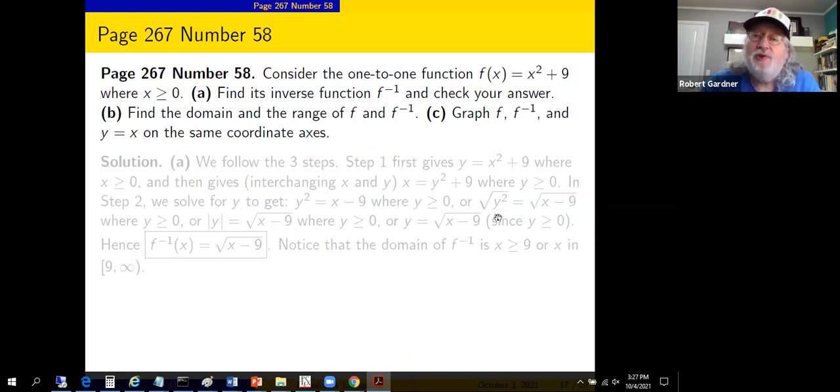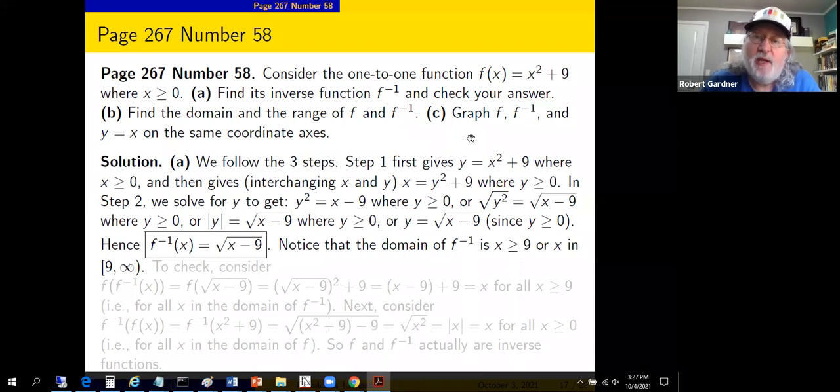Consider the one-to-one function, f of x equals x squared plus 9, where x is greater than or equal to 0. Okay, this one only involves second power instead of third, but this one's going to be trickier because you have to impose a condition to make sure you get a one-to-one function. Find its inverse and check your answer and do the stuff we did in the previous one.